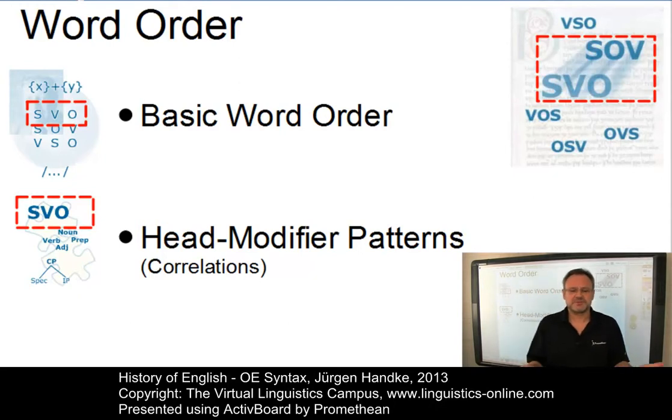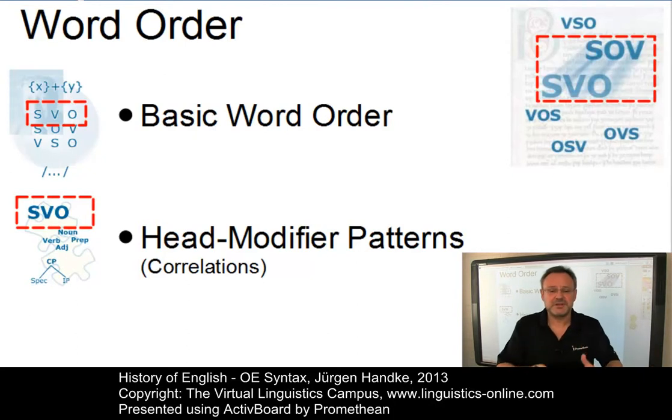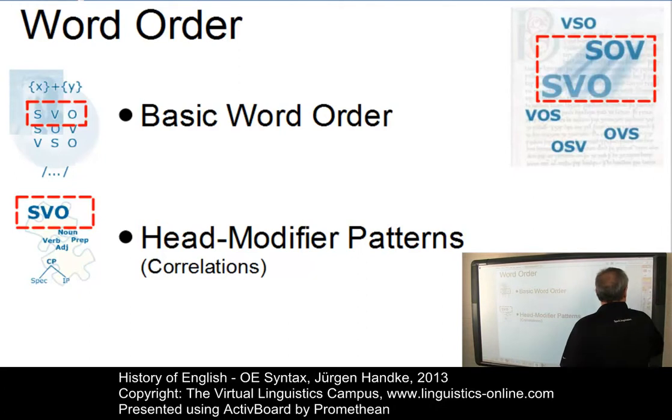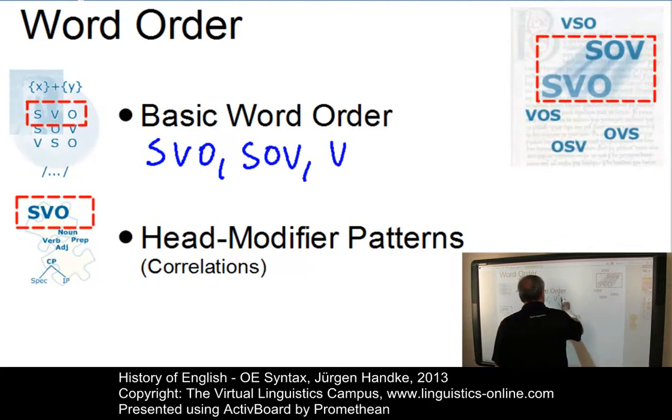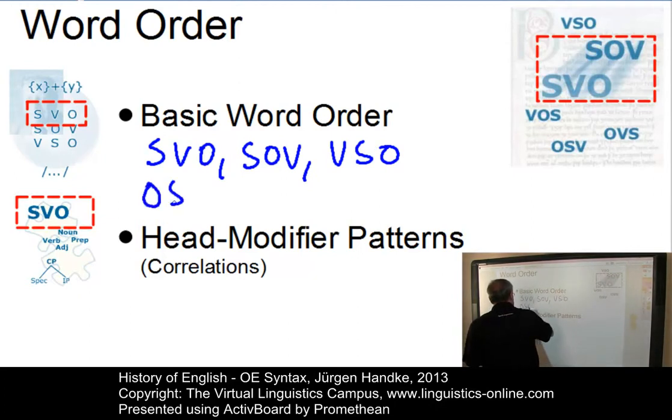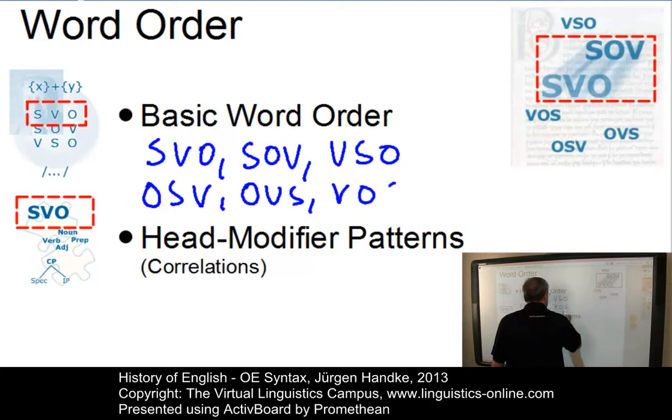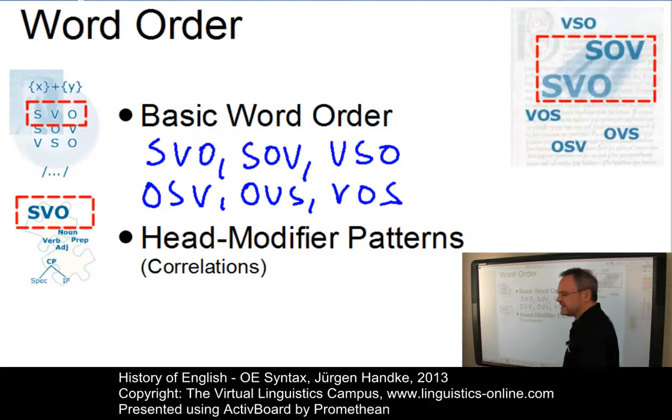Now within clauses, if we take the three basic elements of clause structure, subject, verb and object, there are 6 theoretically possible orders in which these elements can occur. Here they are. We can have an SVO structure, an SOV structure and a VSO structure, but we can also have an OSV structure, an OVS structure or a VOS structure. So these are the 6 theoretically possible options.